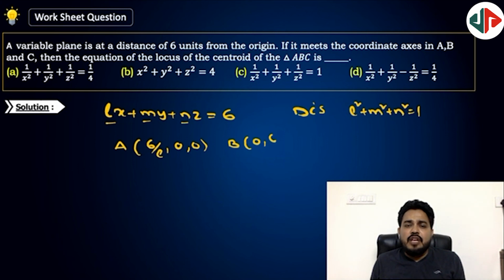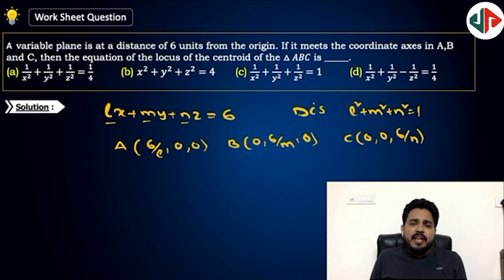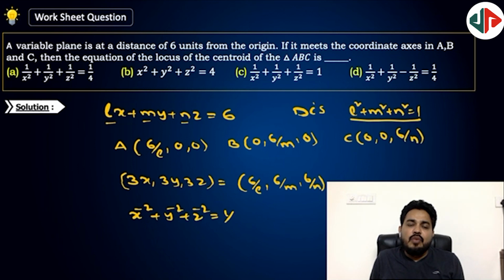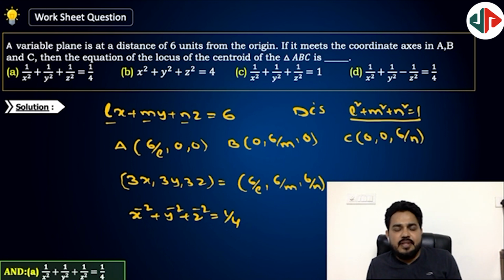Y-intercept is (0, 6/M, 0). And Z meeting at C will be (0, 0, 6/N). If (x, y, z) is the centroid, then (3x, 3y, 3z) is equal to (6/L, 6/M, 6/N). So from here, L square plus M square plus N square, you take that part into consideration. So you'll get x to the power minus 2 plus y to the power minus 2 plus z to the power minus 2 is equal to 1 by 4. A is the answer.